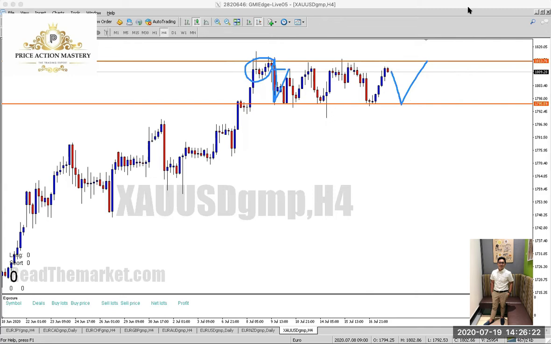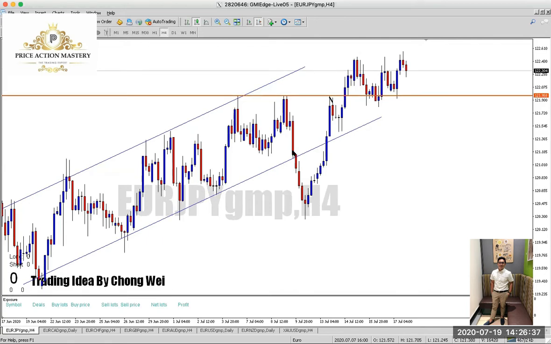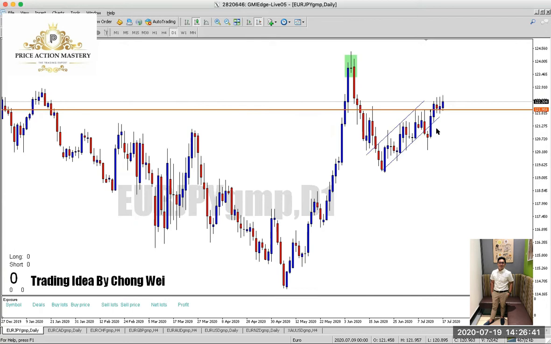So for gold, very clear upside. There's not much to talk about. Gold is still in an overall uptrend, so look for buys. Next will be Euro JPY. Euro JPY is very clear, it's an uptrend, just with a little bit of adjustment. So we can see very clear upside exposure.